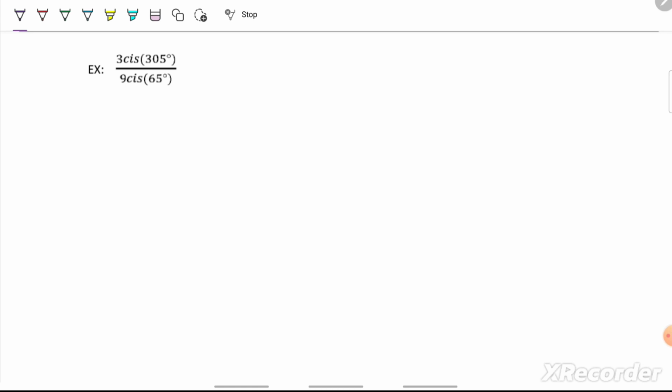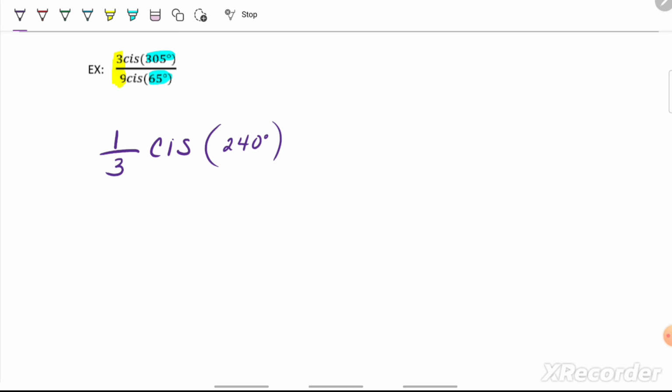This example is in our abbreviated notation. We start by dividing our two r values. Now careful there, it's super easy for our brain to tell us 3, but this is 1/3. And then CIS, and we'll subtract our two theta values. 305 degrees minus 65 degrees is 240 degrees.